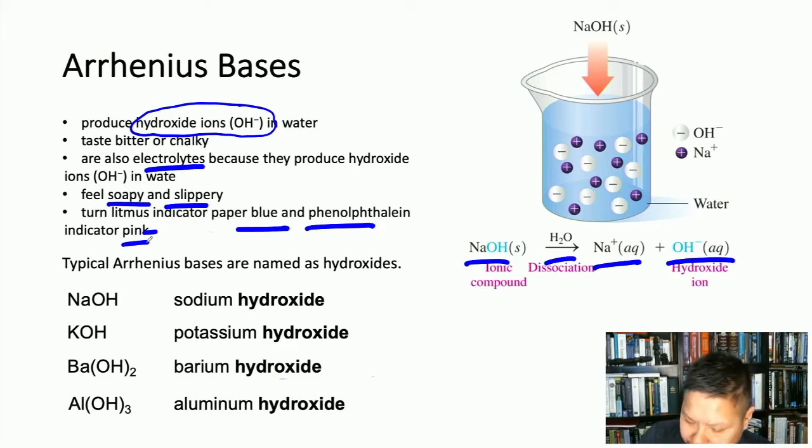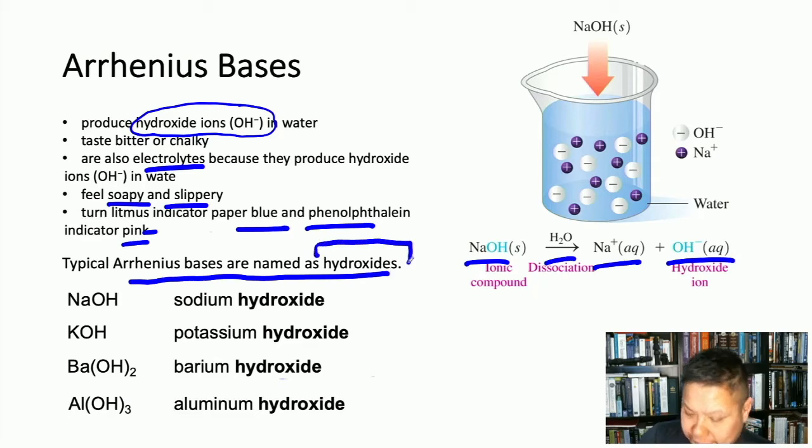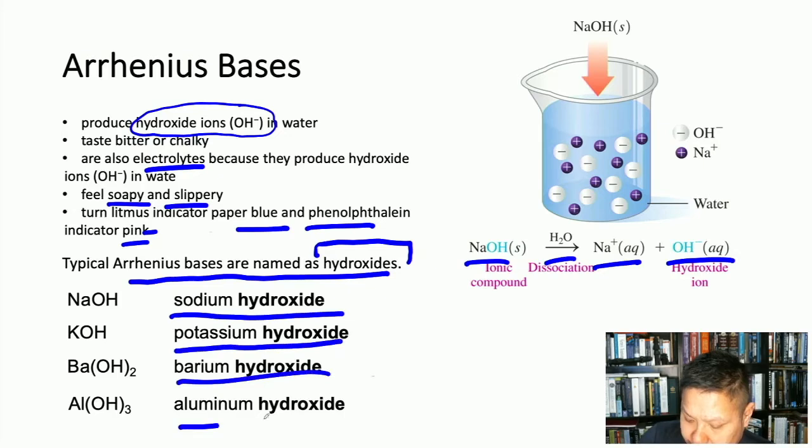So some typical Arrhenius bases are all named something hydroxide because they all have the hydroxide ion. If you have a sodium there, it's sodium hydroxide. If it's a potassium, potassium hydroxide. If it's barium, barium hydroxide. If it's aluminum, aluminum hydroxide. And that is all about Arrhenius bases.